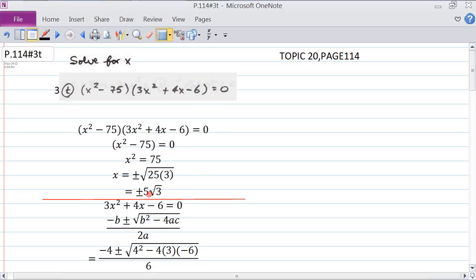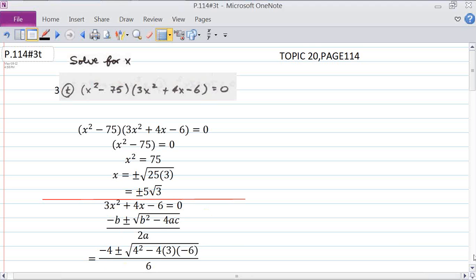So essentially what happens here is we say x squared minus 75 equals 0, x squared equals 75. 75 is 25 times 3. Choose a perfect square root here if you can. Take it outside the bracket, it becomes 5, because the square root of 25 is 5, and we get plus or minus 5 root 3.